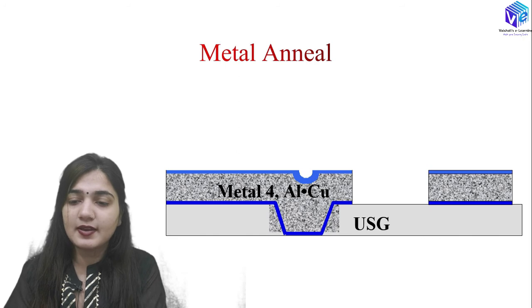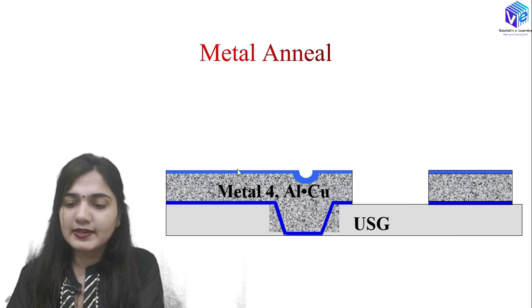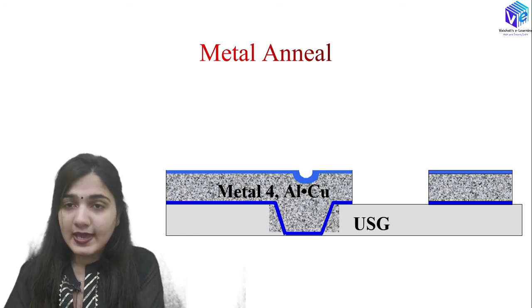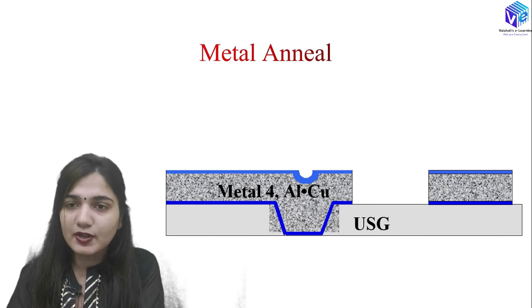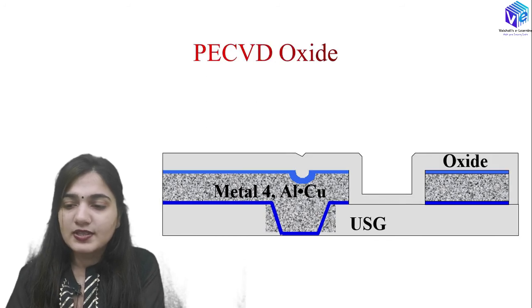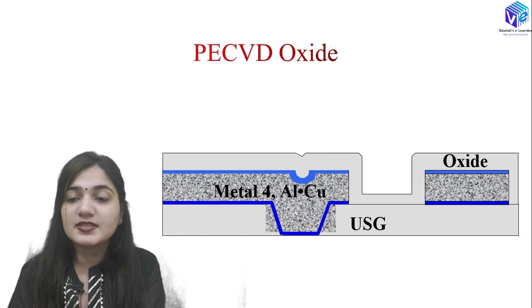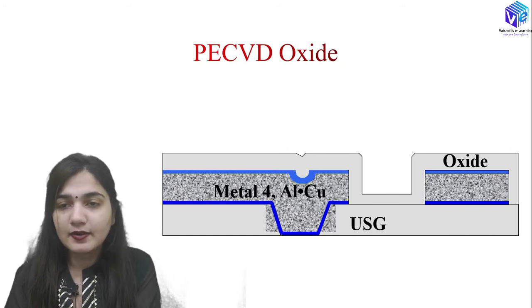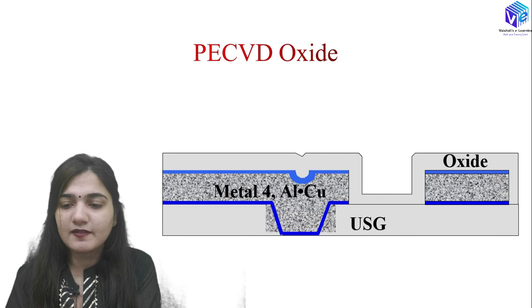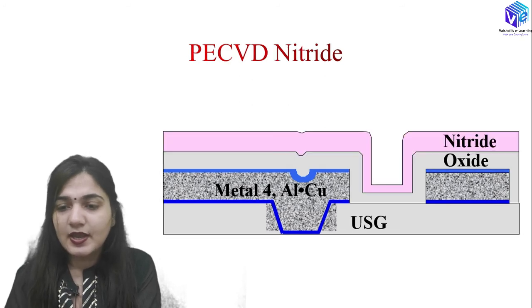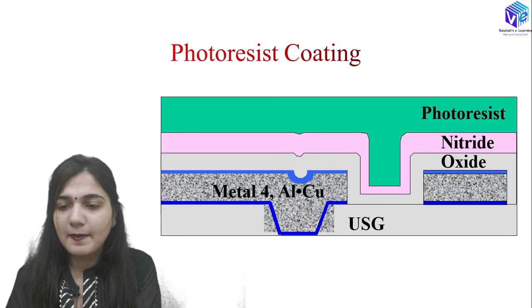So you can see here we are doing the metal annealing, right? Metal annealing is the high temperature process at which I am doing the annealing, which is making the structure single crystal once again after all of the processing. So you can see after that we are doing the PECVD of the oxide layer, that is plasma enhanced chemical vapor deposition of the oxide layer, right? After that we can do the PECVD of the nitride layer. So this is my passivation layer.